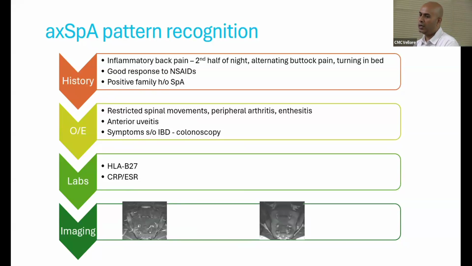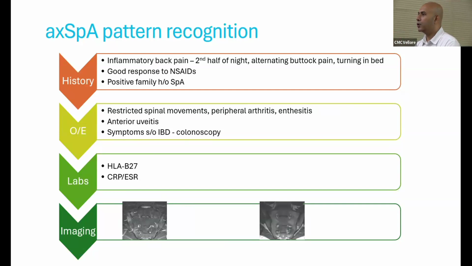Then on examination, you need to demonstrate restricted spinal movements, not always there. Peripheral arthritis, enthesitis, dactylitis, anterior uveitis, symptoms suggestive of IBD. If you have a patient complaining of that, not just any loose stools, but specific things. Another thing I'm again reminded of Dr. Danda: he used to say, if you have a fistula, that's very classical. So if you have some classical features, please go ahead and do a colonoscopy.